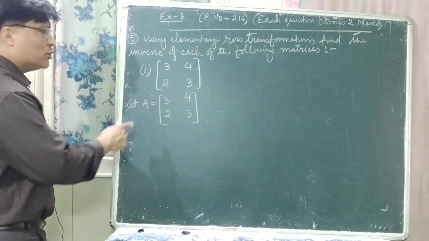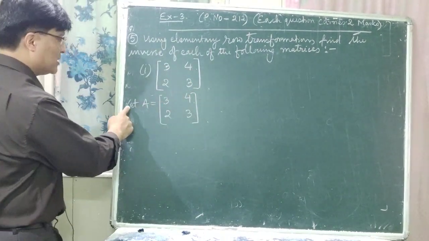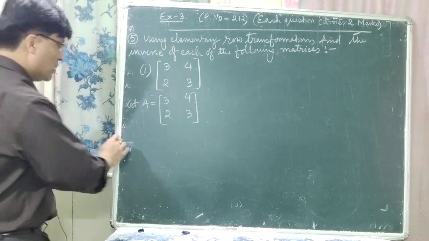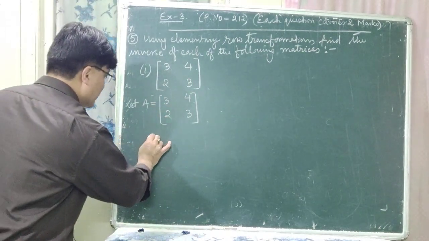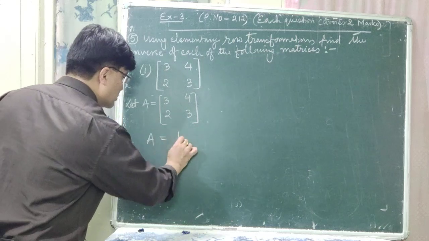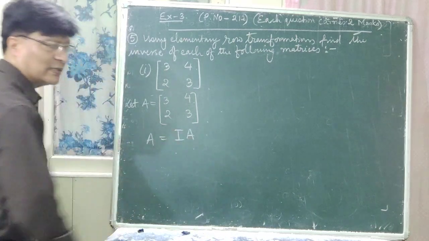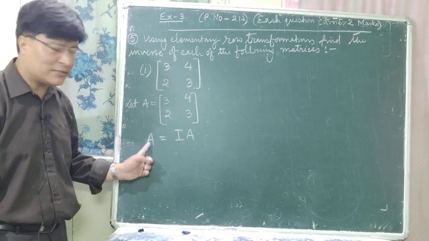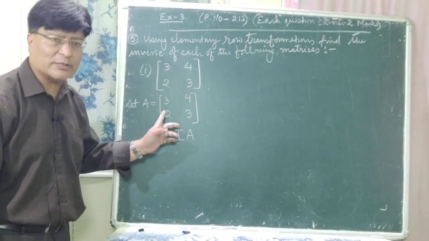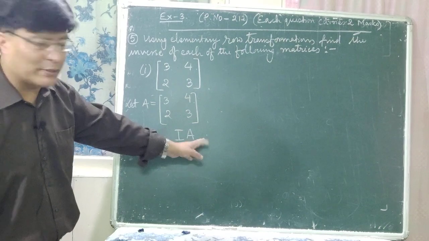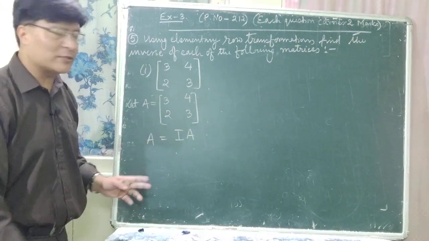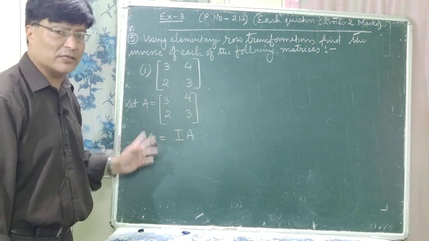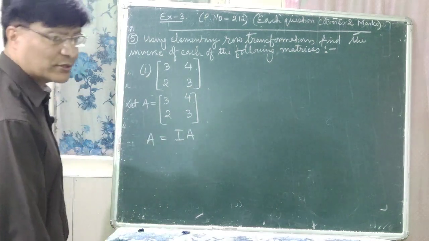Let us assume this given matrix as A. That is, let A equal 3, 4, 2, 3. In this case you can write A is equal to IA, isn't it? Because you know that I dot A is equal to A. From the properties of matrices, you know that the identity matrix dot the given matrix is equal to the given matrix. Okay?